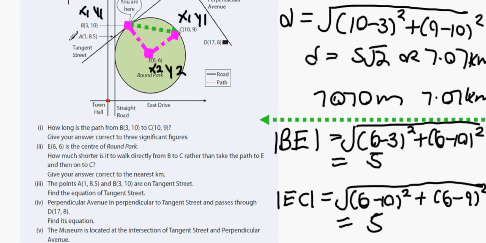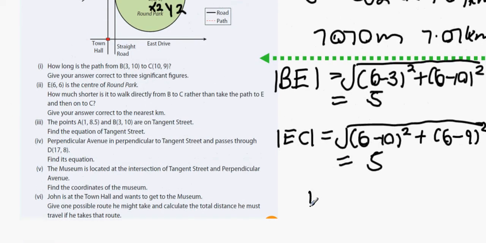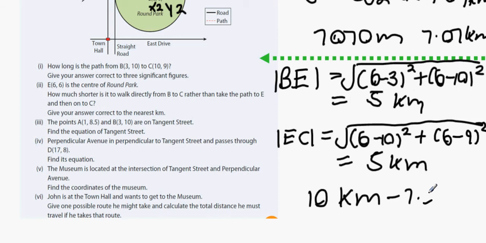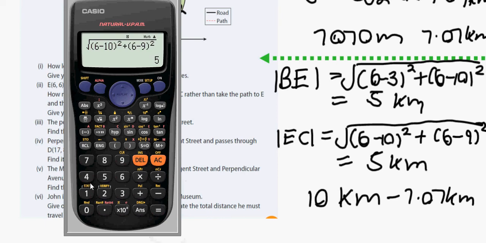Now, how much shorter is it to walk from B to C? So look, BE and EC added together is 10. That's 10 kilometers when you add them together. So 5 kilometers plus another 5 kilometers, 10 kilometers. Then we're going to take away the 7.07 kilometers. And what we get here is 10 minus 7.07, and we get 2.93 kilometers.